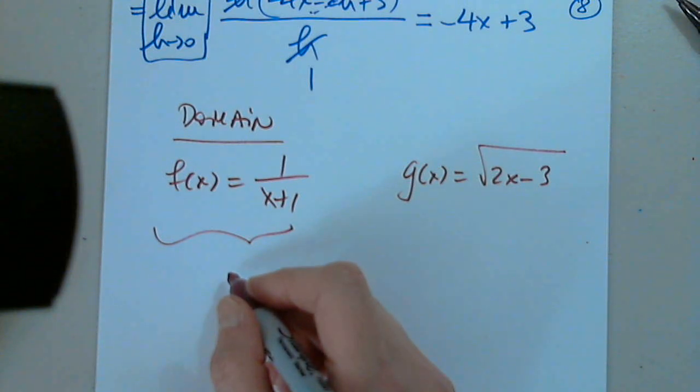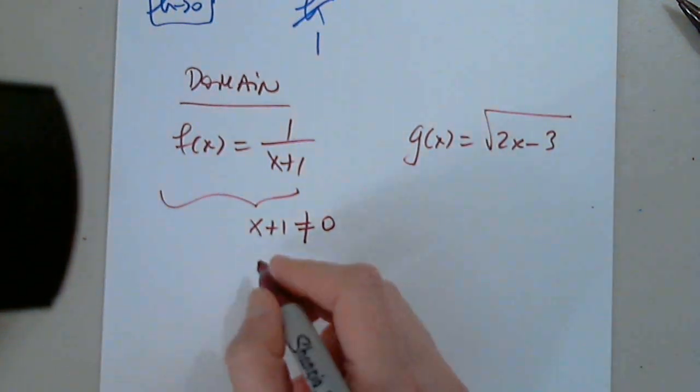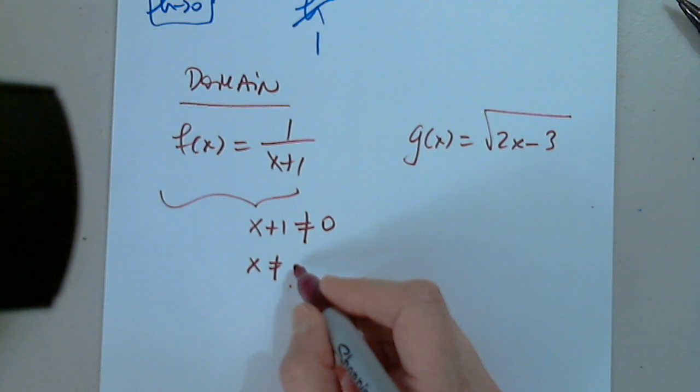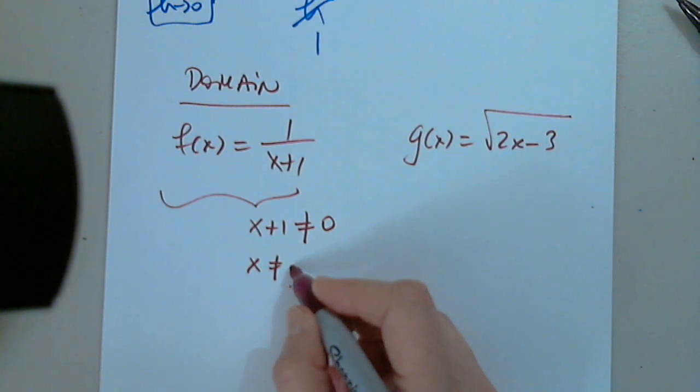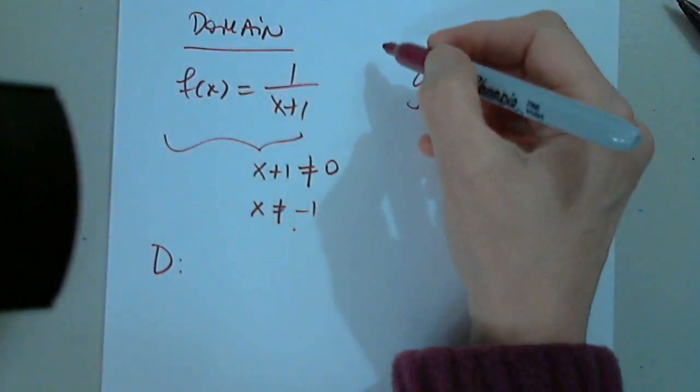Set the denominator to 0. Good. x plus 1 cannot equal 0, which means x cannot equal negative 1. Very good. Perfect. So how do I write the domain in interval notation for this function?